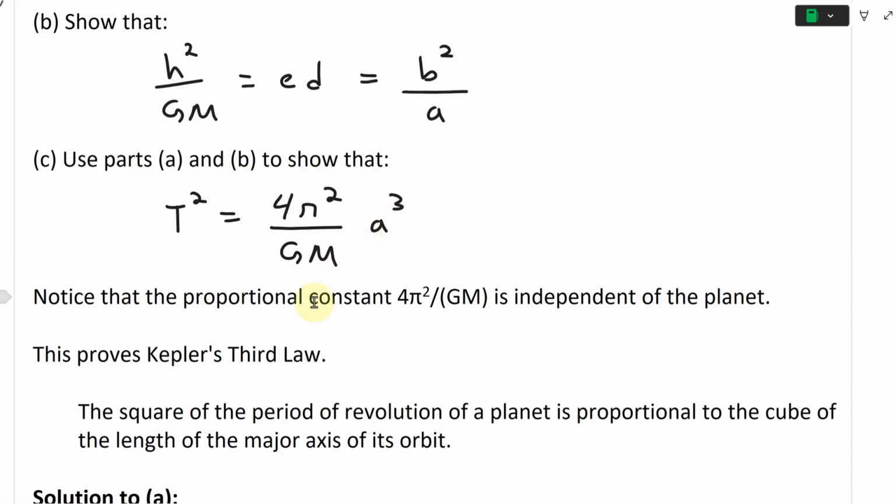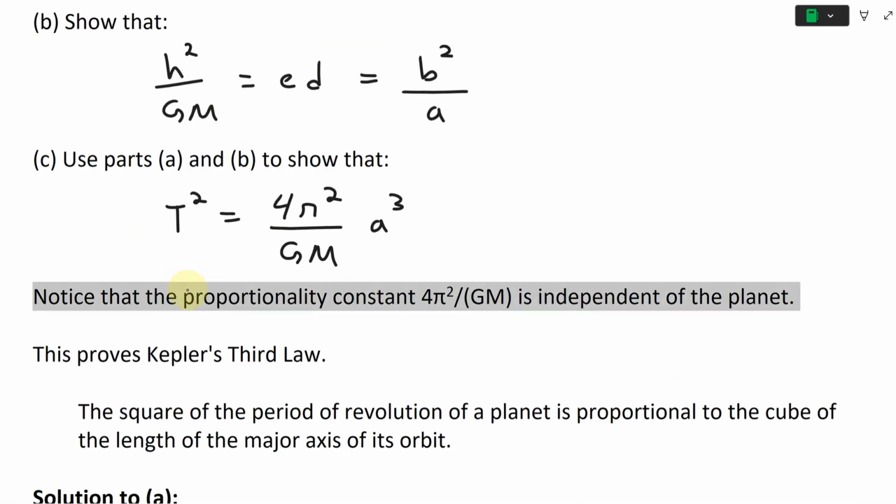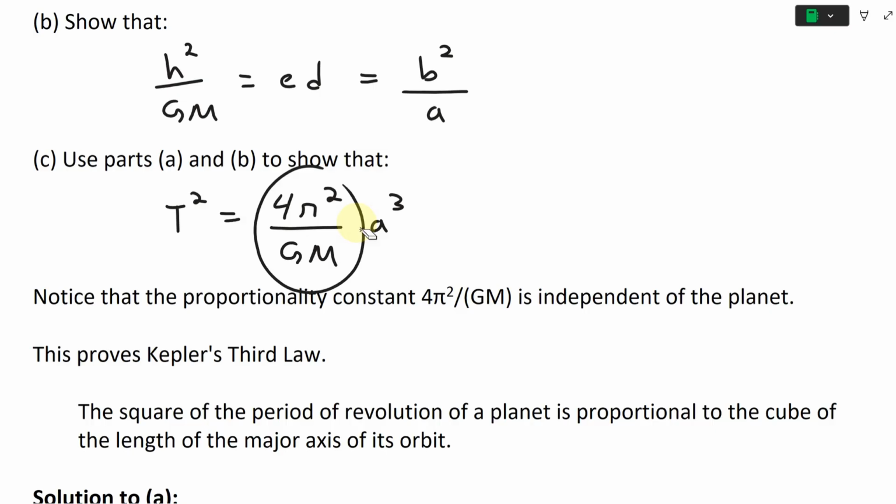cubed. And also notice the proportionality constant, 4 pi squared over GM, is independent of the planet. Basically, M is the mass of the sun, and G is the gravitational constant. So it doesn't matter about the sun there, so it can be considered a constant.